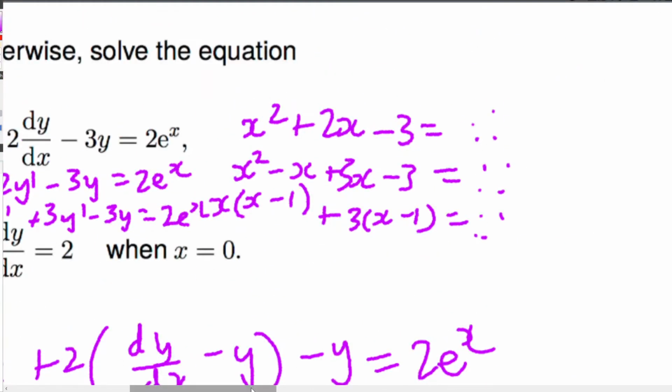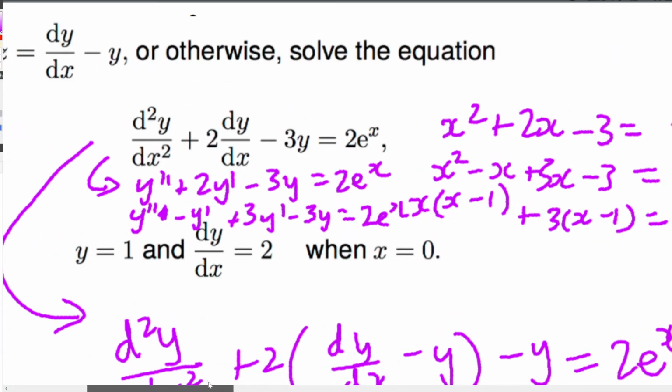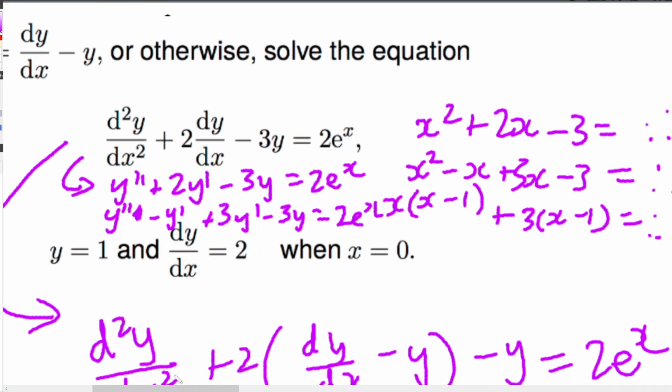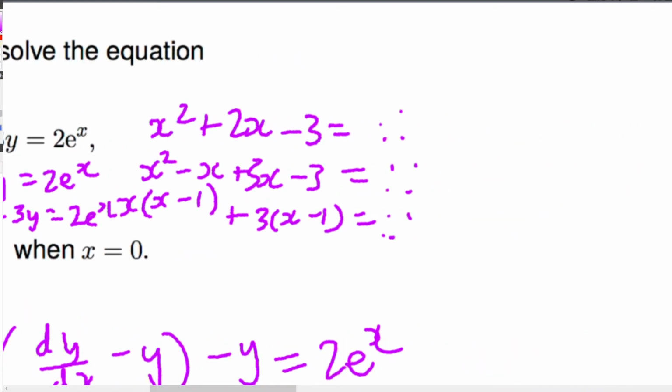Good God. Are there any more conditions? I feel like we need... Oh, never mind. Y is 1 and dy by dx is 2 when x is 0.